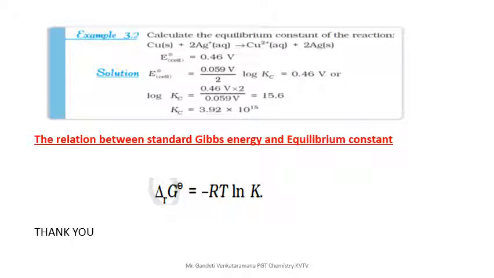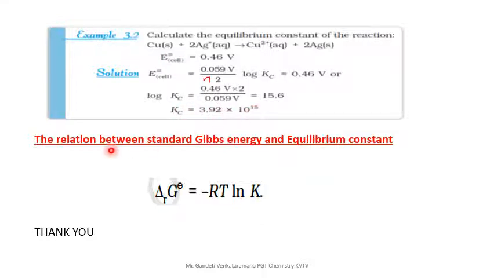Actually 0.059 by n is the formula. But n equals how many electrons? Again I will show you. How many electrons are involved here? Copper to copper 2+, 2 electrons. So take 2, log Kc, this is equal to 0.46. Now log Kc, just calculate. You will get Kc equal to 3.92 into 10 power 15.